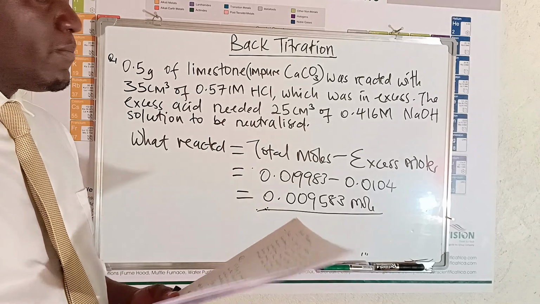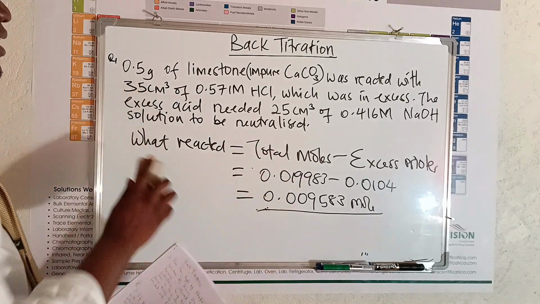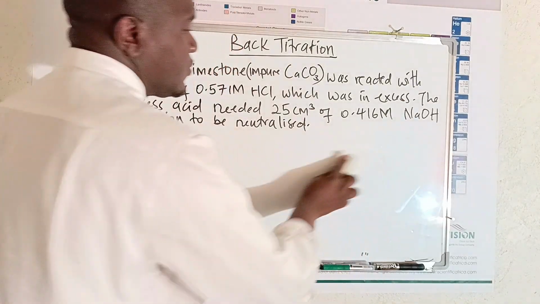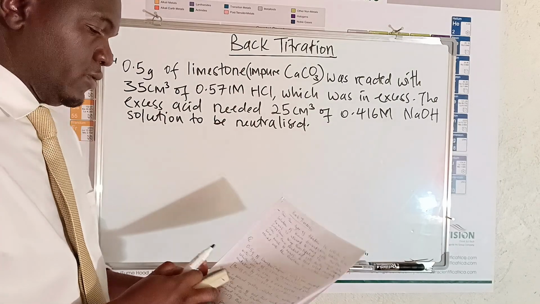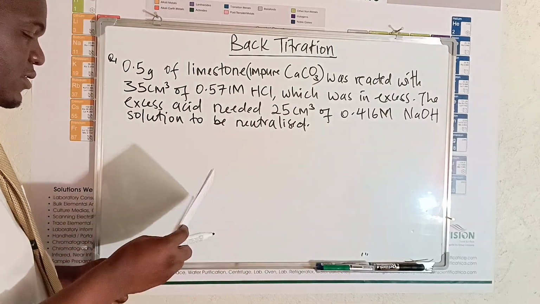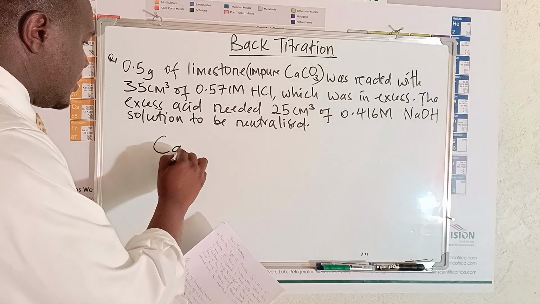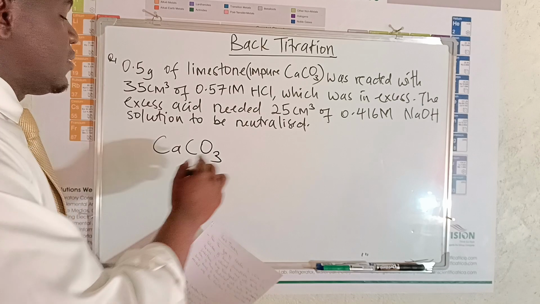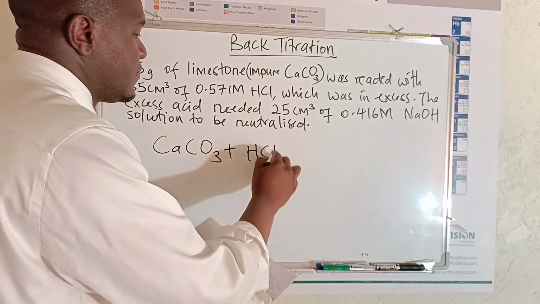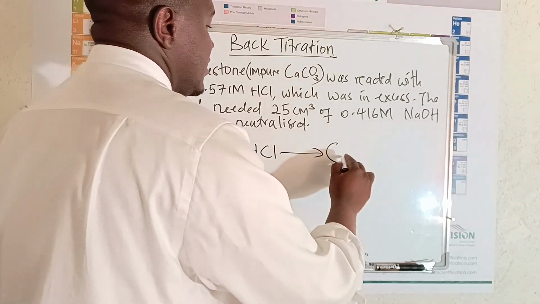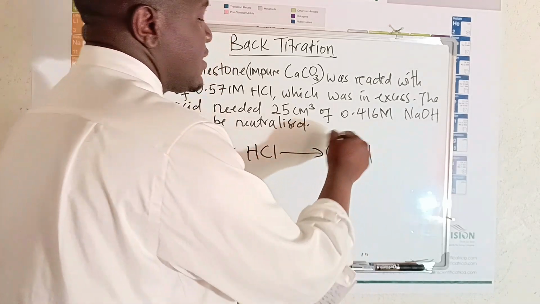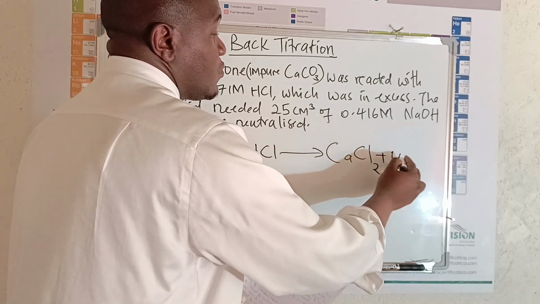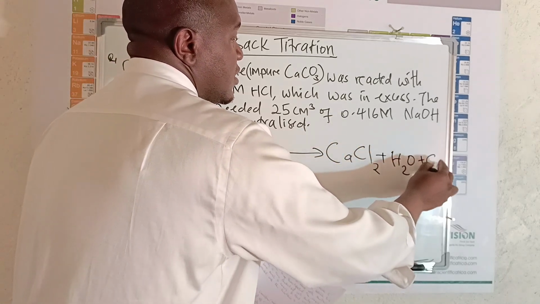Now to solve that problem, we must write a chemical equation, an equation of reaction. We have to write the reaction between calcium carbonate plus hydrochloric acid. That one should give us calcium chloride. And we know that valency of calcium is 2, so calcium chloride is like that. Then it will give us water and carbon 4 oxide.